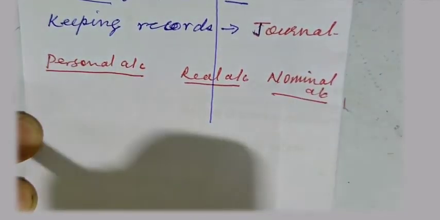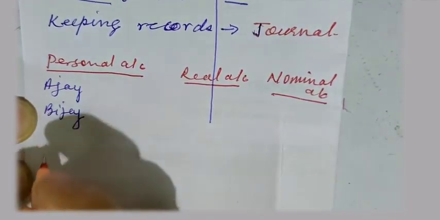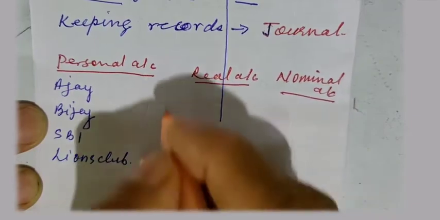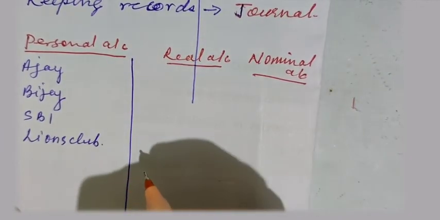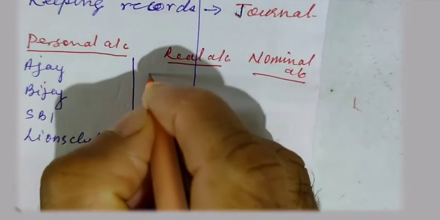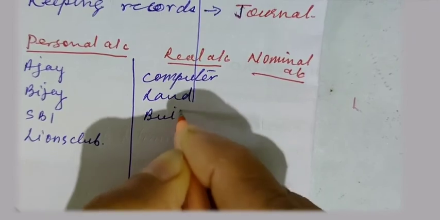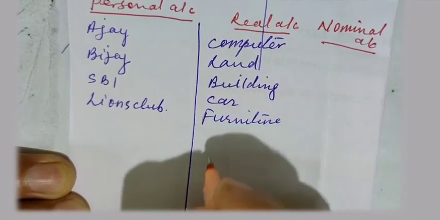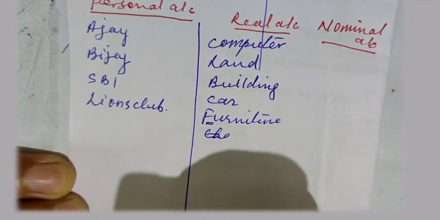What is included in the personal account? In the personal account, you'll see the names of persons, like say Ajay, Vijay, State Bank of India, Lions Club. Real account: in the real account, all the names of assets or anything that has a physical existence except human beings. Real account, like names of things like computer, land, building, car, furniture, chairs, table. All this comes under the one word furniture in accounts.